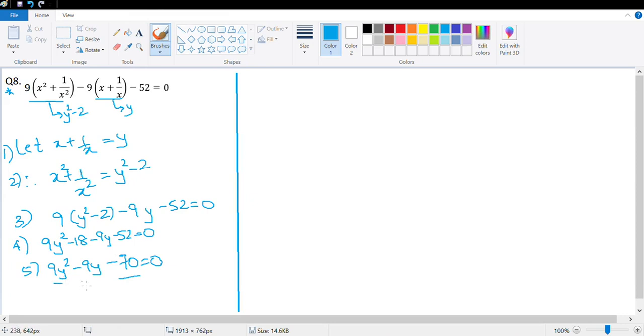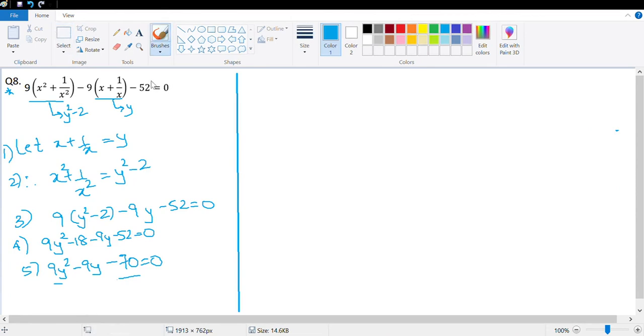Negative 70 into 9, that's negative 630. I need to find factors of negative 630, the sum of which should be negative 9. I think I've got it, but let's still go ahead and factorize it in case you've not been able to identify. So 7 into 3 is 21, and this is 30. So 21 into 30 is 630, and 21 minus 30 will be negative 9. Perfect. So the factors are negative 30 and plus 21.